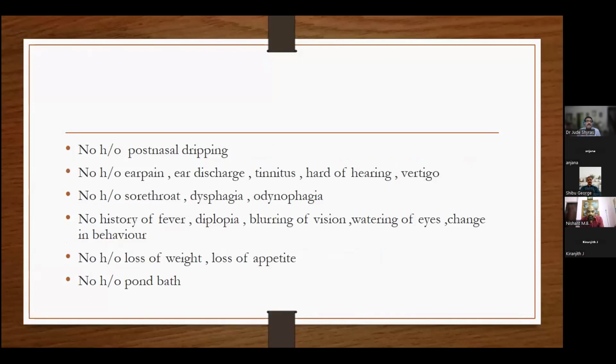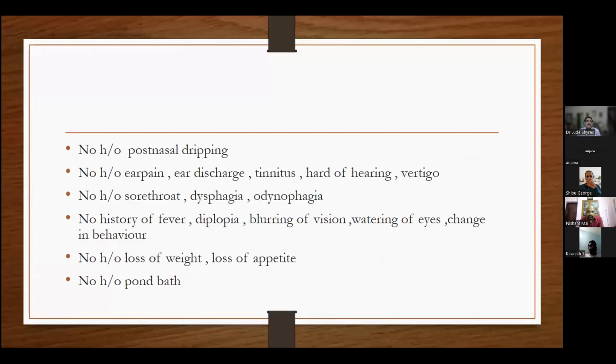There was no history of postnasal dripping, no history of ear pain, ear discharge, tinnitus, hard of hearing, or vertigo. There was no history of sore throat, dysphagia, or odynophagia. No history of fever, diplopia, blurring of vision, watering of eyes, or change in behavior.